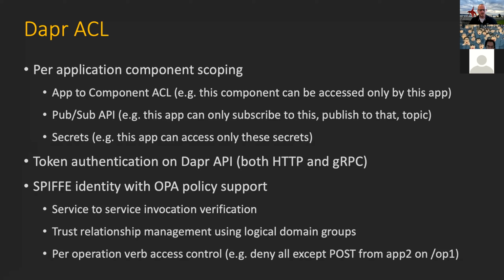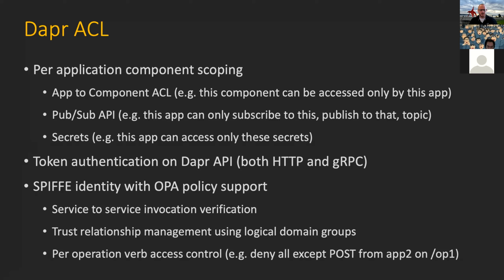It's not only enabling an application to access secrets, but also controlling which secrets that application can access. If you're really concerned and paranoid, or if you're exposing your Dapr API publicly, you probably want to use the token authentication we provide for both HTTP and gRPC protocols. And with the latest release, V11, we also added support for SPIFFE identity. In fact, that's by default how Dapr identifies its services.